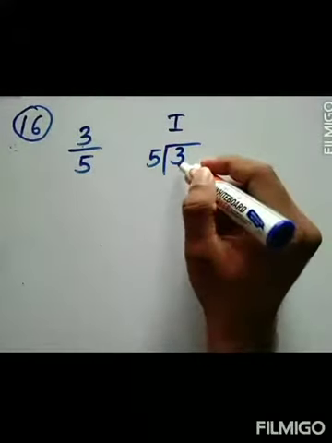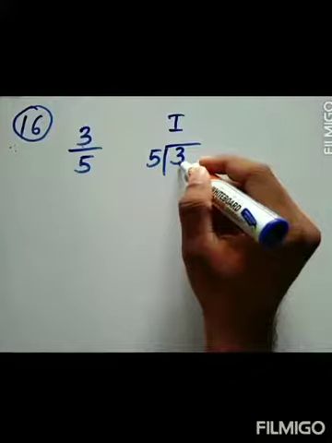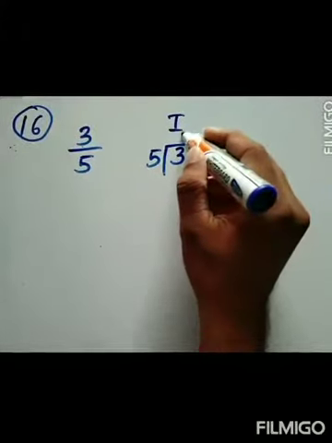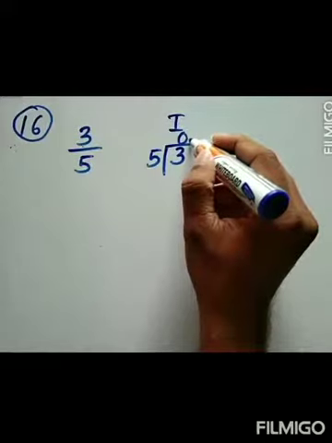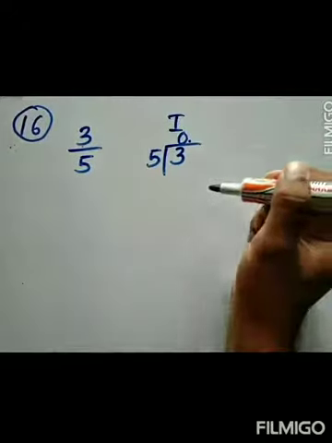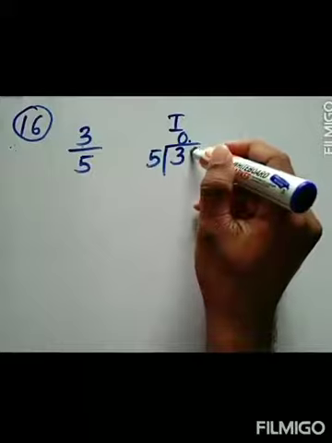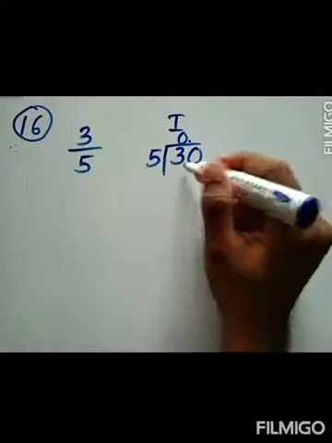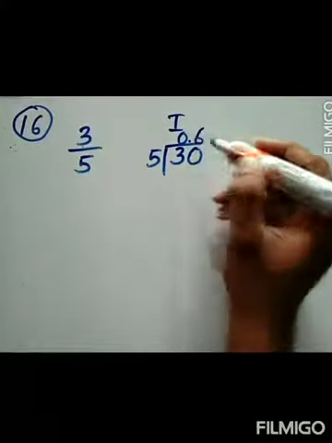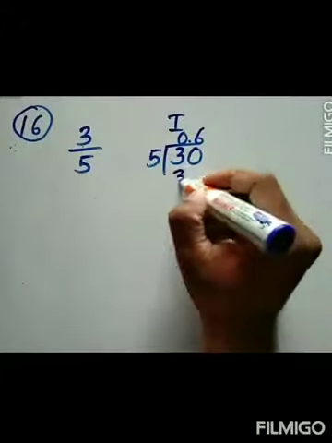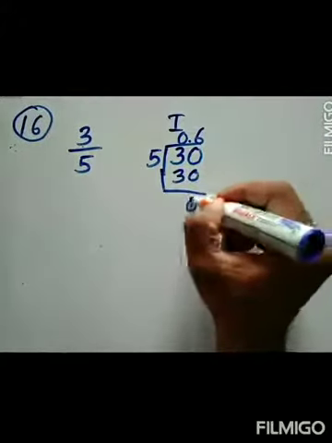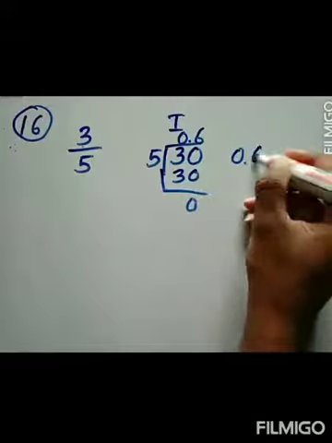Then here there's no 5's inside 3, therefore 0. You have to keep a decimal point here. There's no numbers after 3, then you can put a 0. Then for 30 there's 6 5's, then 6 times 5 is 30, then the remainder is 0. Then the answer is 0.6.